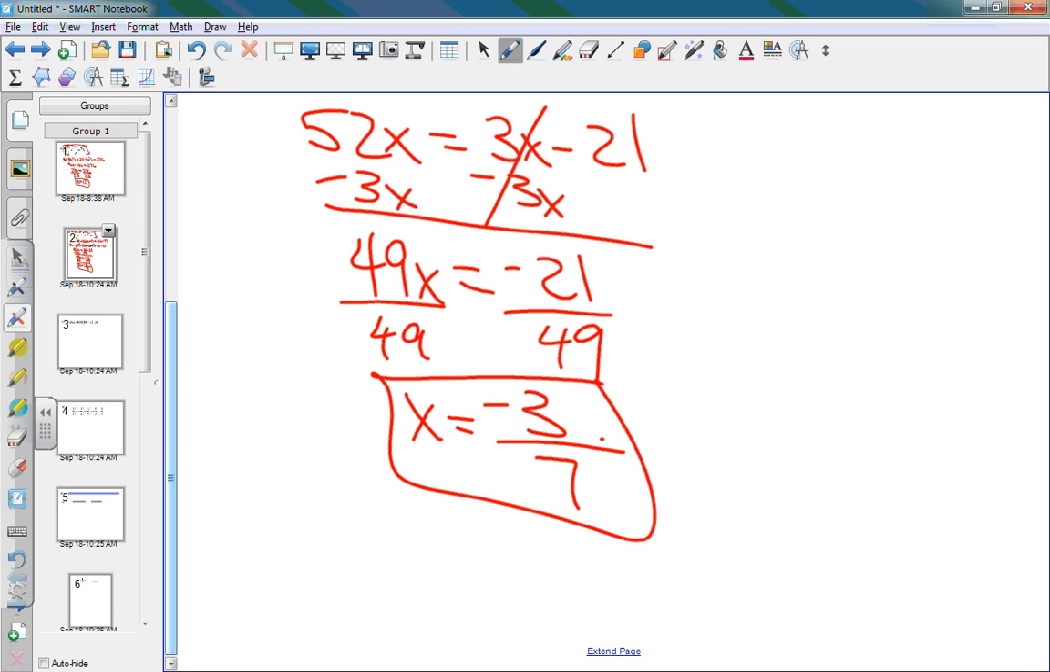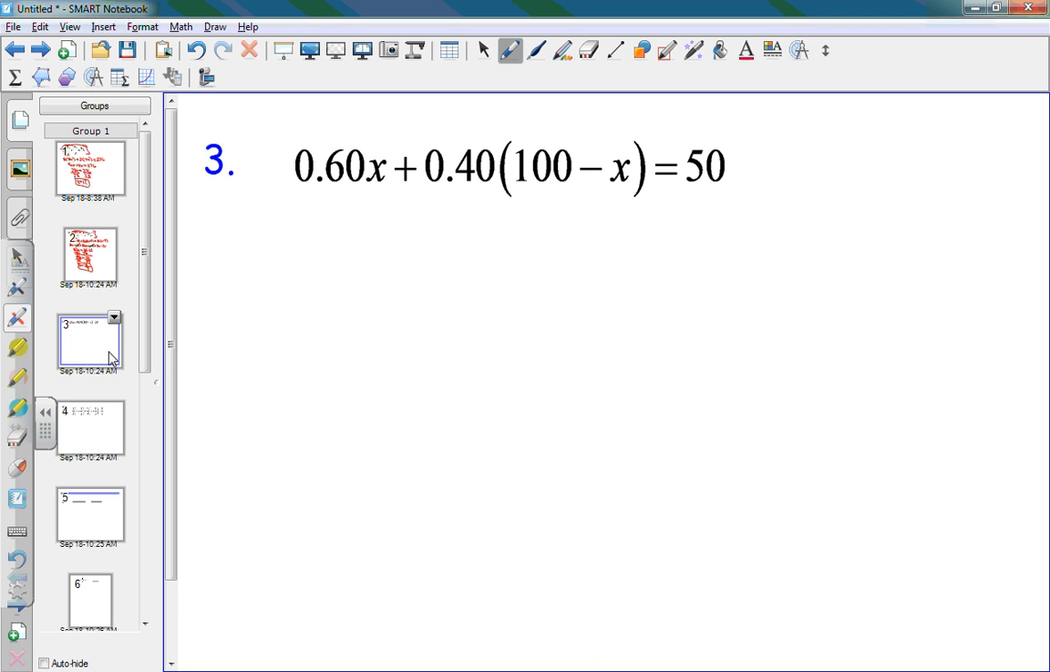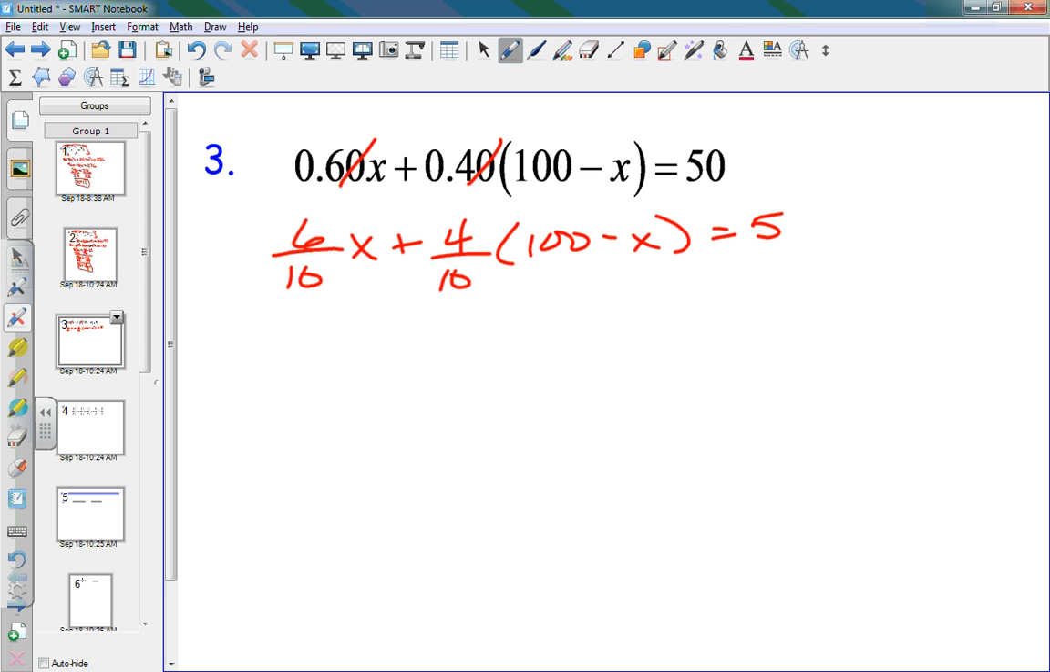Problem number 3. What is different about problem number 3? We have decimals, but decimals are the equivalent of fractions. Do I need the zeros on the 0.60 and the 0.40? No, they're there to cause confusion. So that's 6 tenths x plus 4 tenths times 100 minus x is equal to 50. Do we all understand that, yes or no? Yes. Now, how many of you wanted to multiply by 10 right now?